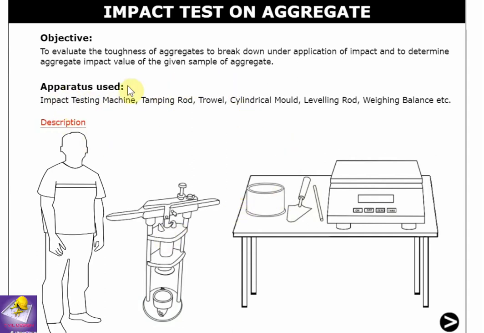Apparatus required for this impact test on aggregate: impact testing machine, cylindrical mold, trowel, tamping rod, and weighing balance. So let's proceed.